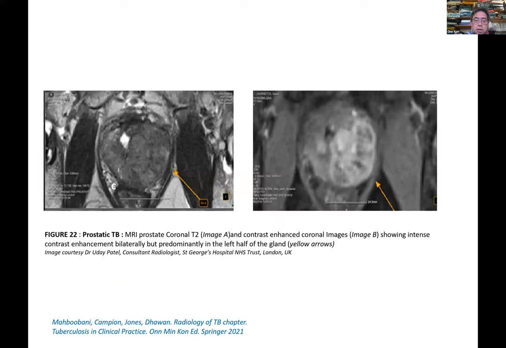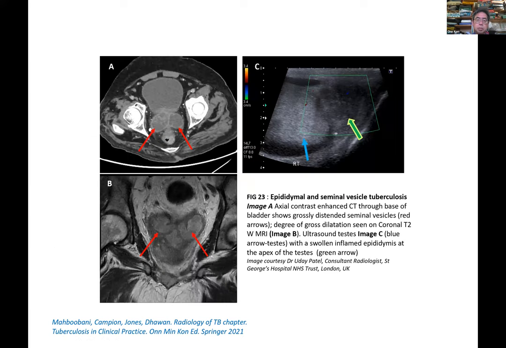Here's a prostate. So I think using enhancement techniques, you can see more, and this is showing you quite an active left side of the prostate. And this is now epididymal and seminal vesicle. Again, you're probably better off showing these than I am. Here's the ultrasound image, and this is the CT image.